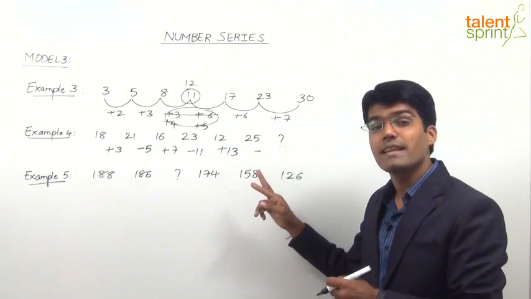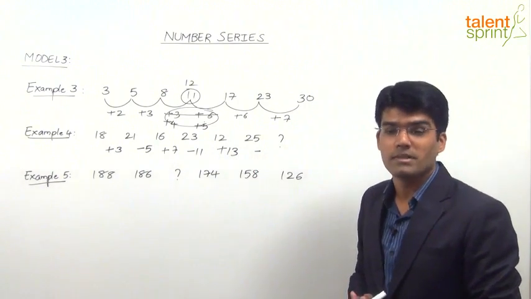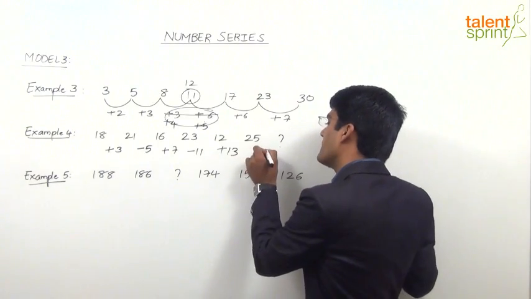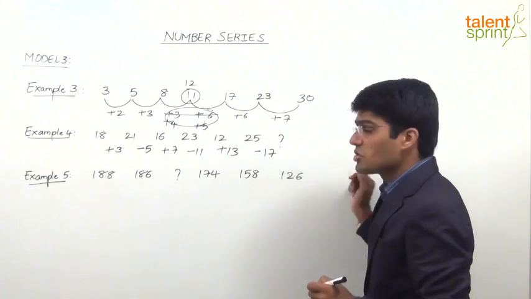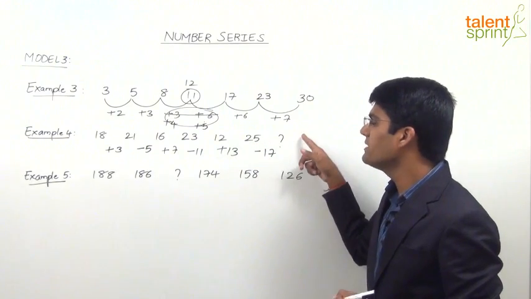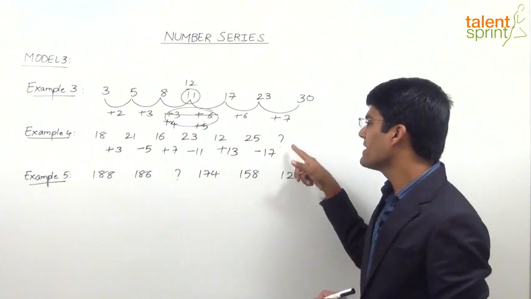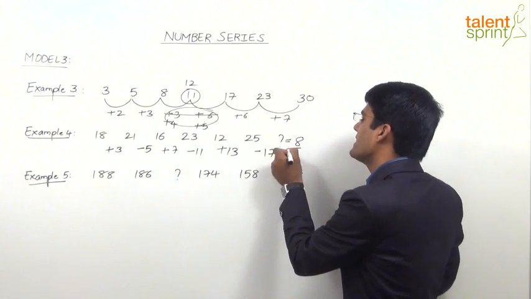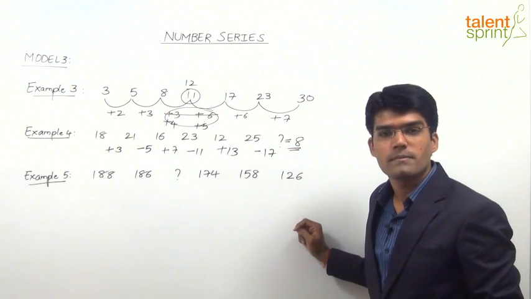So it is obvious that the next one also has to be the next prime number. So after 13, the next prime number that we have is 17. So 25 minus 17 should give us the answer. So 25 minus 17 is equal to 8. So we can say that the question mark will be equal to 8.